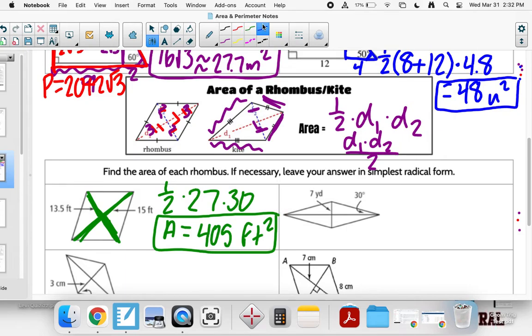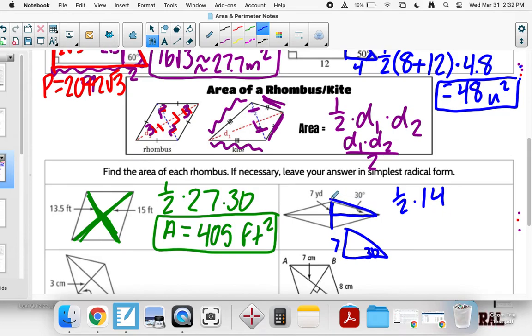Okay. Here we know this little chunk is 7, so how much is this whole entire diagonal? 14. So I have half times 14. Do I know my other diagonal? No, but you know the degrees. We know that we have 30 here. I'm gonna make this bigger. So this is 30. This is 7. This is this little triangle right here.